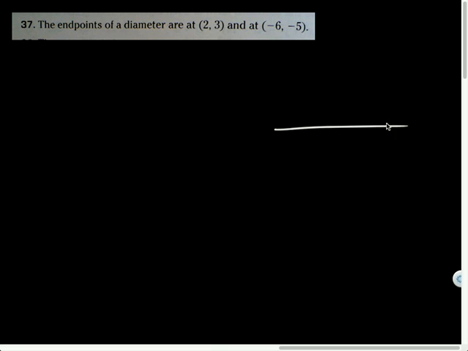So let's graph this. Let's get an idea of what this looks like. Negative 2, 3, and negative 6, negative 5. I pretty much have to go out 1, 2, 3, 4, 5, 6. Bam. So over 2, up 3 is right there. Backward 6, down 5.